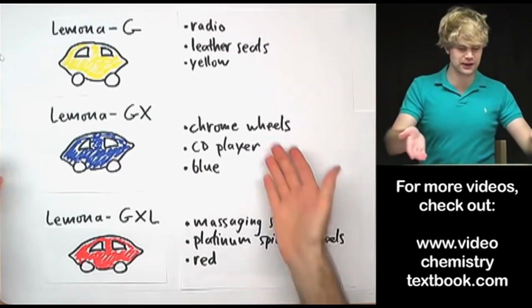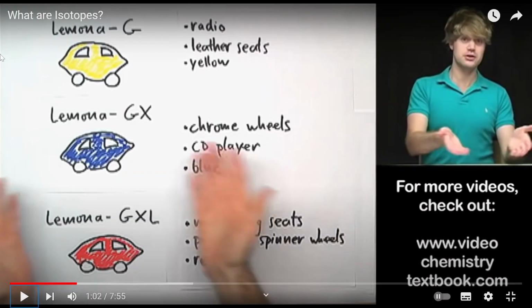One has a radio and leather seats. The GX here has chrome wheels and a CD player. You can tell this is dated because there's a CD player in the car. I still have a CD player in my car. The red GXL has massaging seats, platinum spinner wheels, and everything. But here's the point. They are all Lamonas.